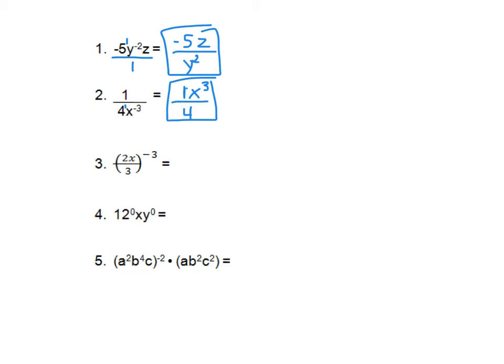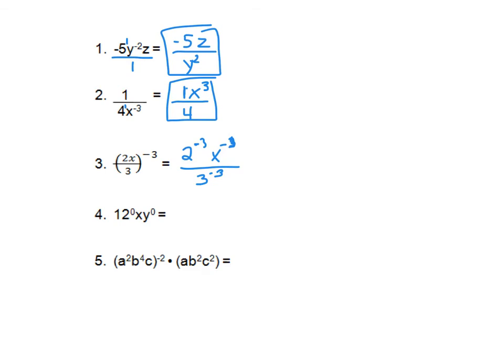Number 3. 2x over 3, all raised to the negative 3. So the first thing that I would do here is make sure that every single factor in the parentheses gets the exponent of negative 3. This includes the 2. So 2 to the negative 3, x to the negative 3, all over 3 to the negative 3.